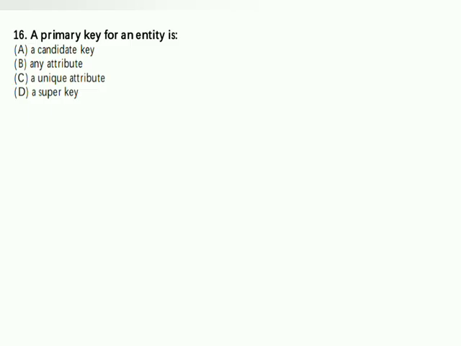Next, a primary key for an entity is a candidate key. A primary key must satisfy two properties: the set of attributes included in the key must uniquely identify every other attribute, and it should not be null. So by this definition, options B and C can be eliminated. Out of a set of candidate keys, we choose one key and call it the primary key. Okay, so option A is the correct one, that is candidate key.